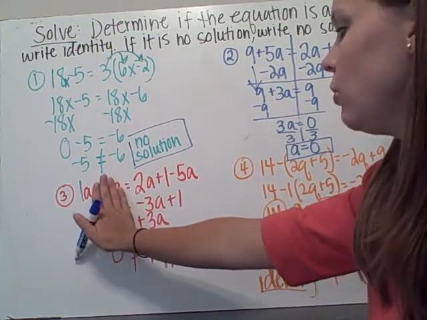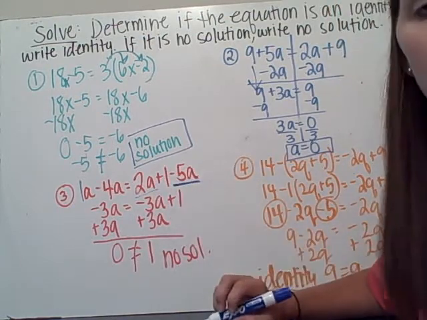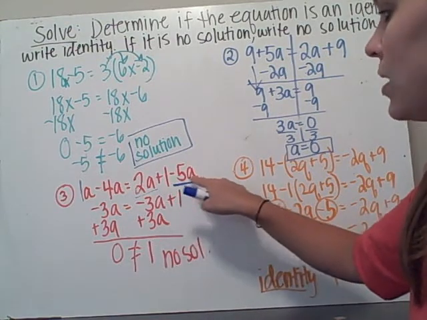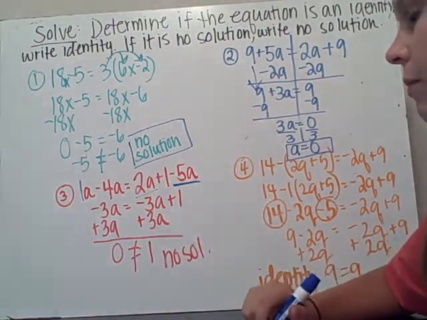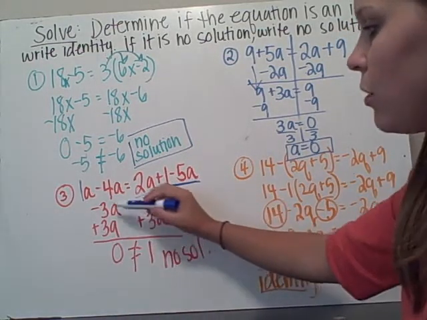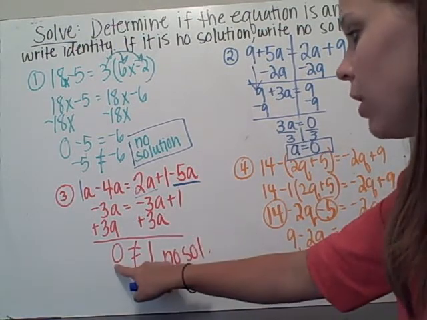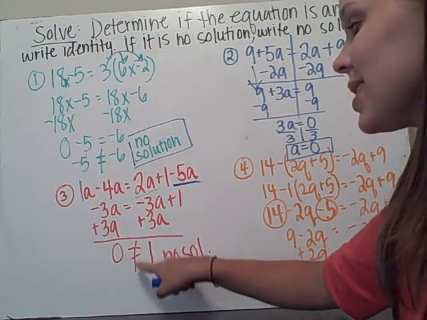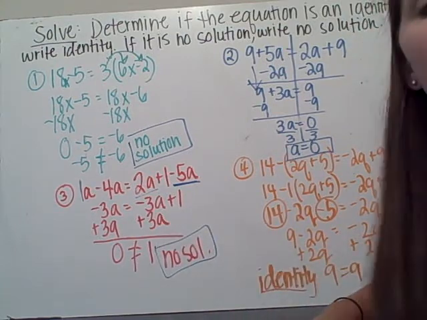Now I'm going to look to the right. I have 2a and a minus 5a. Those are like terms. They both have the same variable a. So 2 minus 5 is also a negative 3a, and then we add the 1. I want to get all my variables on one side, so I add 3a to both sides. Well, negative 3 plus positive 3 gives me 0, and I'm left with 1 on the right-hand side. Well, 0 does not equal 1, so therefore we have another no solution.